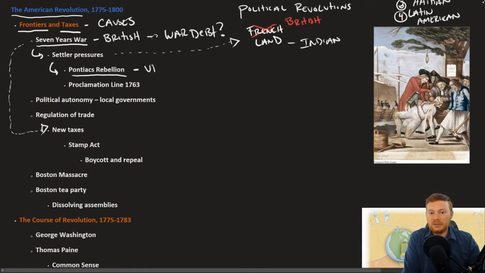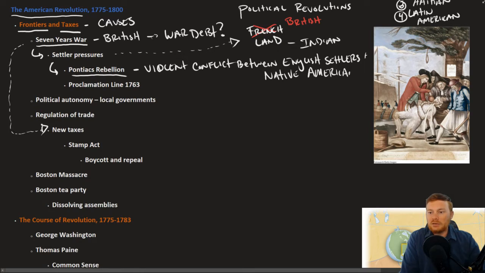Pontiac's rebellion is a violent conflict between English settlers and Native Americans. Pontiac was the Native American leader. And as a result, the British passed the Proclamation Line of 1763, which prohibited where colonists could live, right? Which, as you might imagine, did not make the colonists very happy, right?